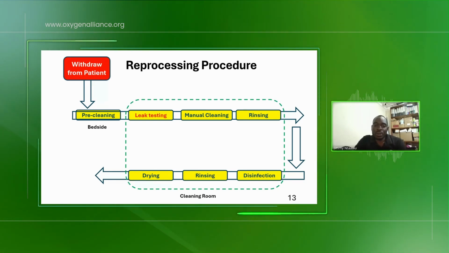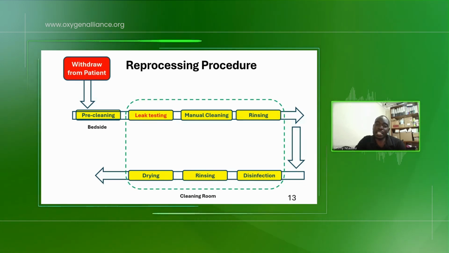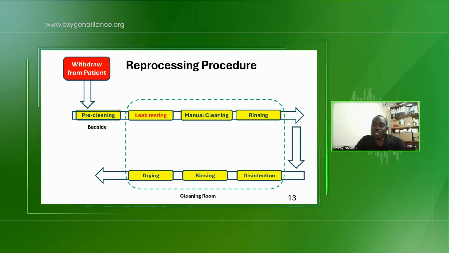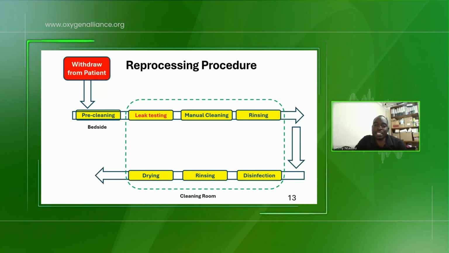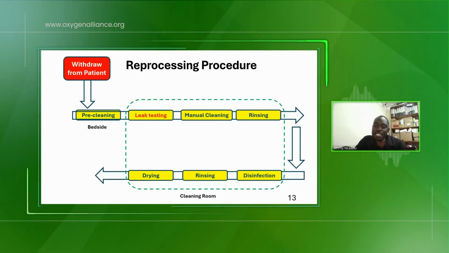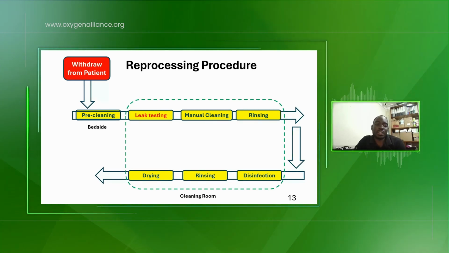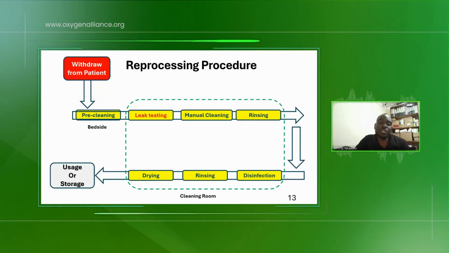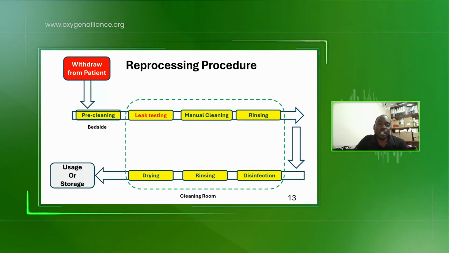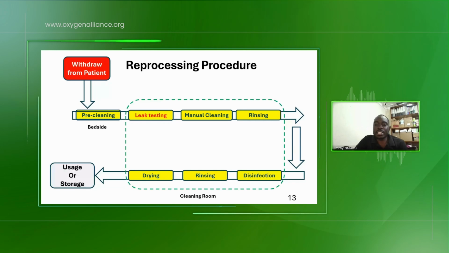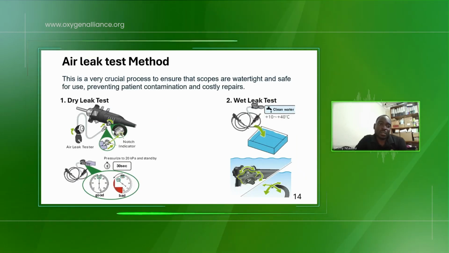So after leakage testing, we can do the manual cleaning. Here we use an enzymatic detergent. Then we rinse off the detergent. Then we do the disinfection, whereby we soak the scope in the disinfectant for 15 to 30 minutes. Then we rinse off the disinfectant. Then we dry the scope, and the scope is ready for use, or it's ready for storage. So as long as you maintain this procedure in the right way, your scope can run you years and years without breaking down.